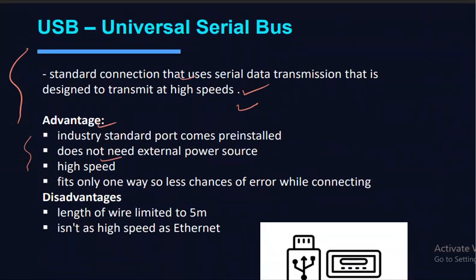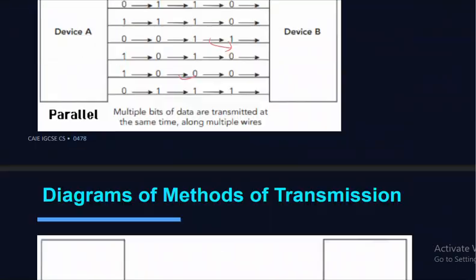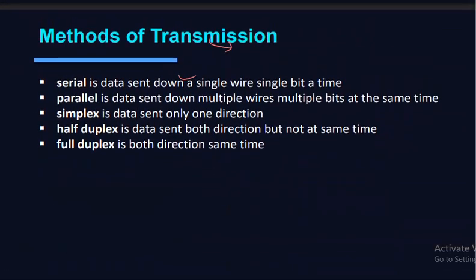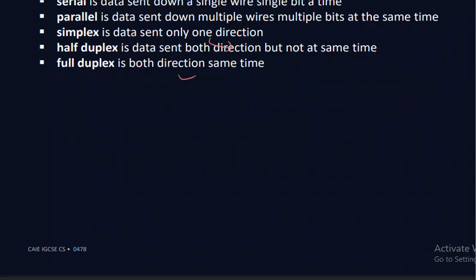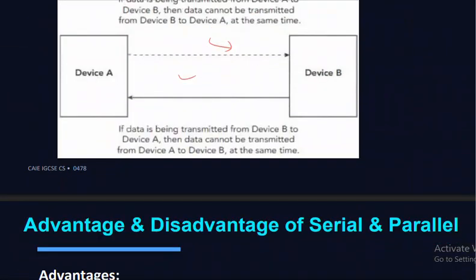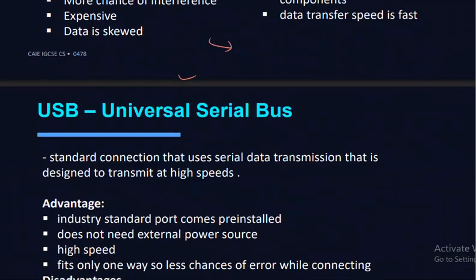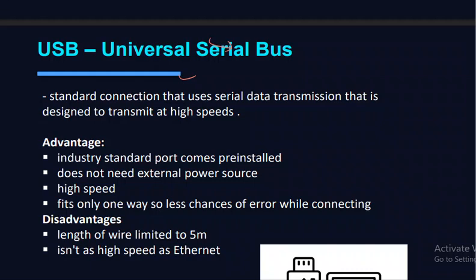Okay. Alright, so we have the serial bus. This is the ending of 1.1. You have understood that serial is sent down a single bit at a time, so serial means a single wire, a single bit at a time. Universal serial bus means the same thing: data is sent a single bit at a time.